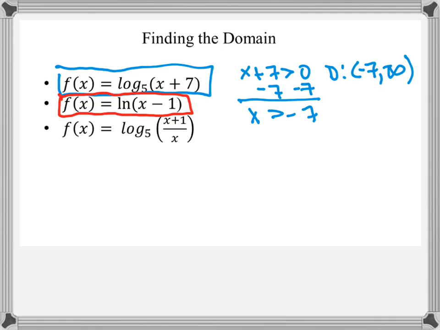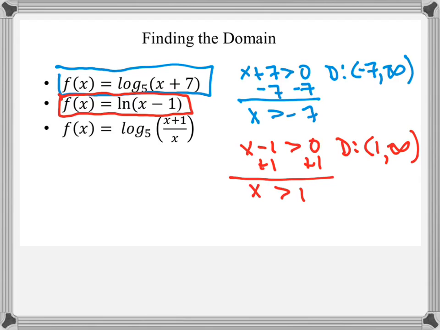The next one, f of x equals the natural log of x minus 1. Our argument is x minus 1. That must be greater than 0. Getting x by itself, x is greater than 1. So for the second one, our domain is from 1 to infinity.